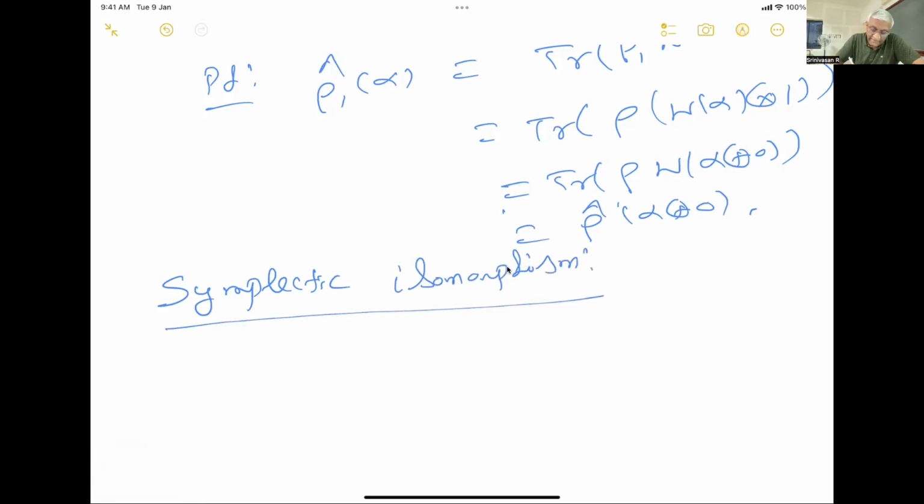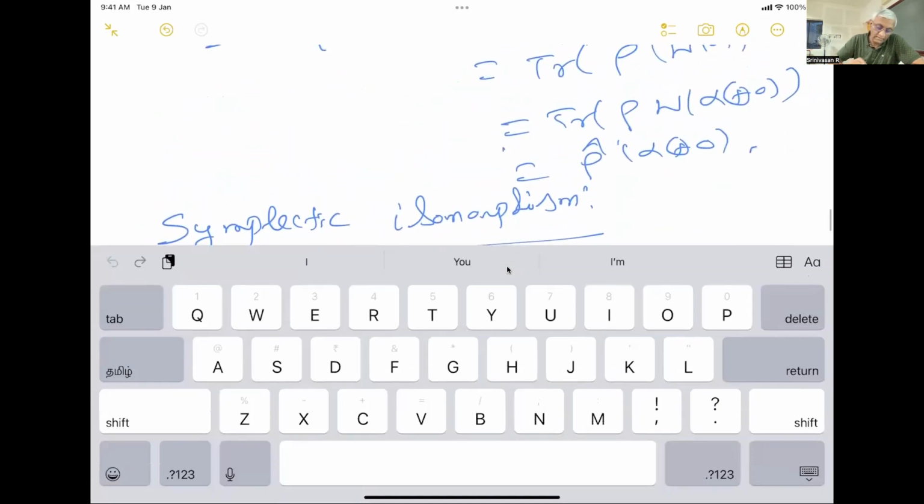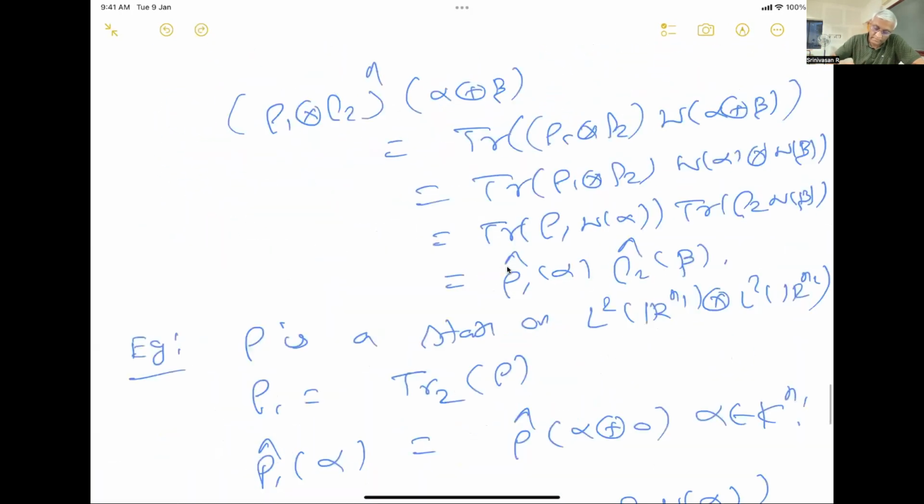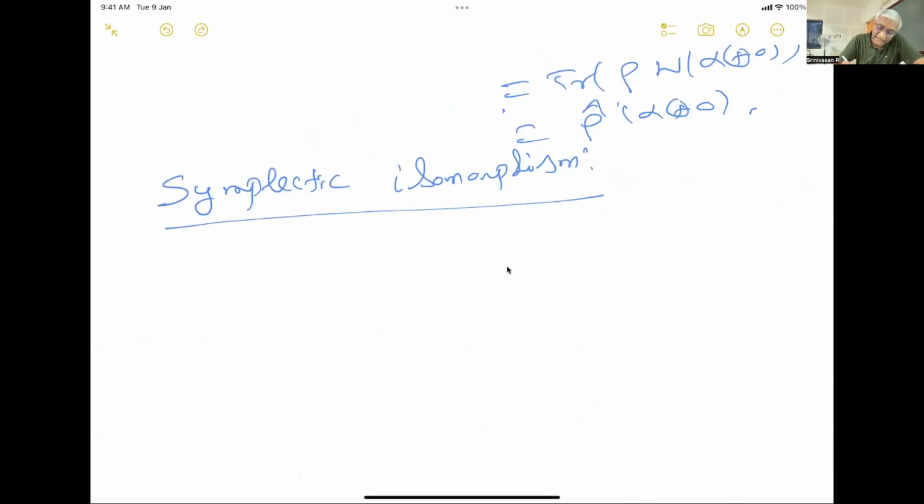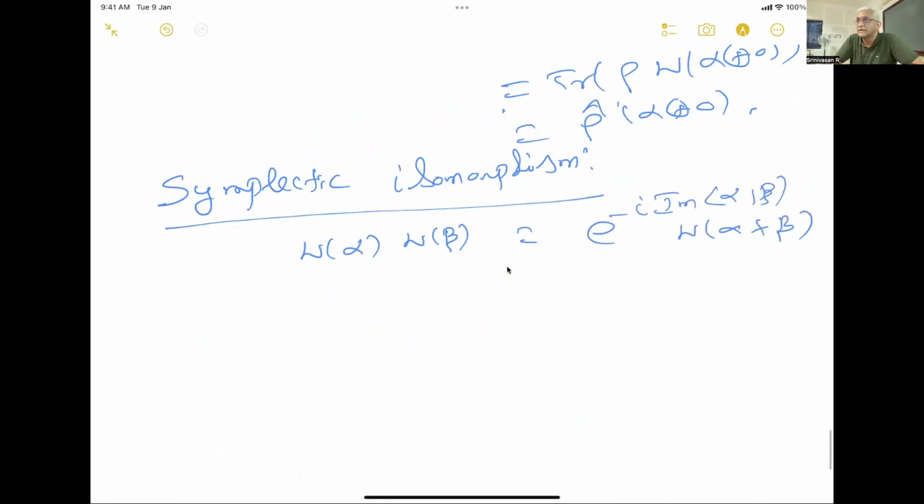So what is the Weyl representation? The Weyl representation satisfies the following: W(α)W(β) equals e^{i Im⟨α,β⟩} W(α+β). This is for α, β in C^n, or you can take it in any Hilbert space. I mean, we have Fock space for any Hilbert space. For C^n, for the time being, we work with the finite representation.